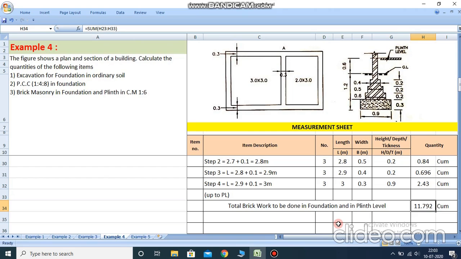So we can easily calculate the number of bricks required from this. How to calculate? In 1 cubic meter, 500 bricks are required. So for 11.792 cubic meter, how many bricks are required? We can easily calculate it.